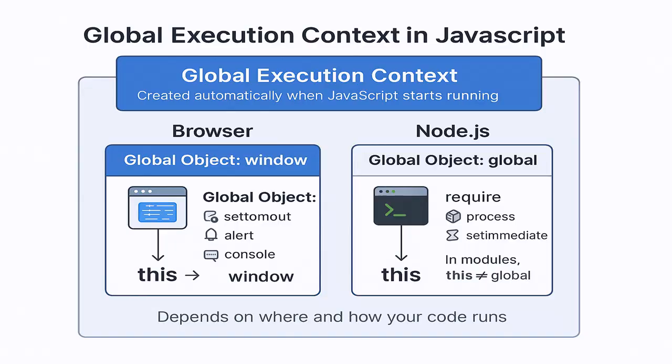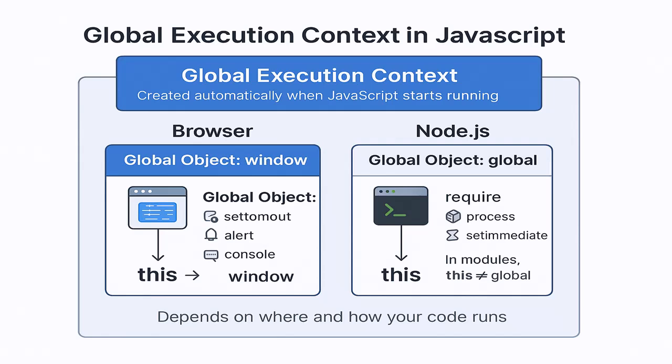Before we write any code, let's understand something fundamental that shows up everywhere in JavaScript, the global execution context. So, what is it? When your JavaScript code first runs, like when you open an HTML file in the browser or run a file in Node.js, it enters a default environment called the global execution context. Think of it like the very first container where everything starts.